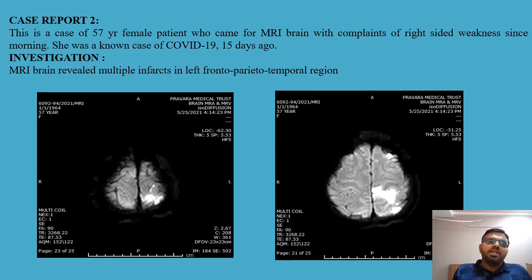Now case 2. This is a case of a 57-year-old female patient who came for MRI brain with complaints of right-sided weakness since morning. She was a known case of COVID-19 15 days ago. Investigation done in the hospital: MRI brain revealed multiple infarcts in the left frontoparietotemporal region. It is the axial section. On diffusion, the infarct is seen in the left frontoparietotemporal region.